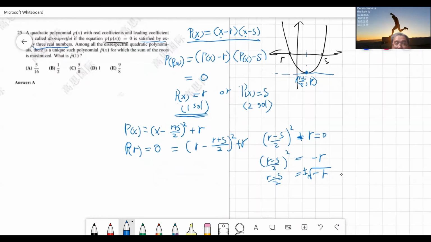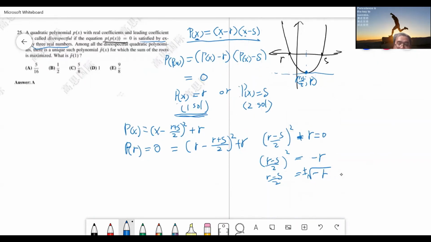Right. So now we can think about the next one. We're going to look at solve for s. s is going to be equal to, let's see, we multiply both sides by 2, then 2 plus or minus the square root of negative r, then r plus 6. Yeah, r plus 6.